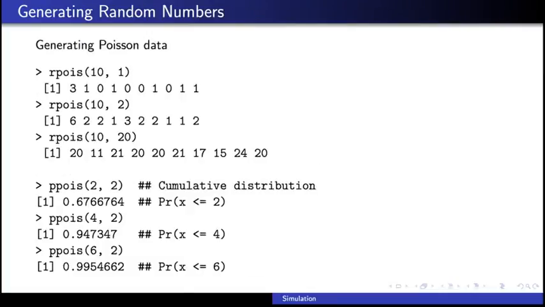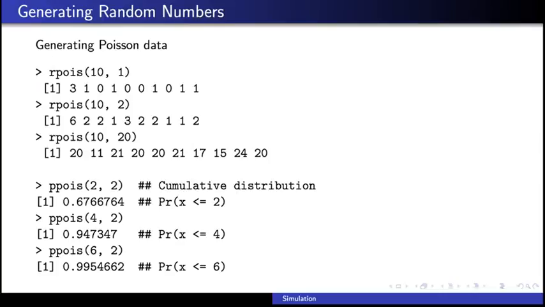So I've demonstrated how to generate normal random variables, but of course you can generate random variables from other probability distributions. So the Poisson distribution is of course very popular. Here I'm generating 10 Poisson random variables with a rate of 1. Of course Poisson data are going to be integer. Here I'm generating 10 Poisson random variables with a rate of 2, so you can see they're slightly larger. And then here I'm generating 10 Poisson random variables with a rate of 20.